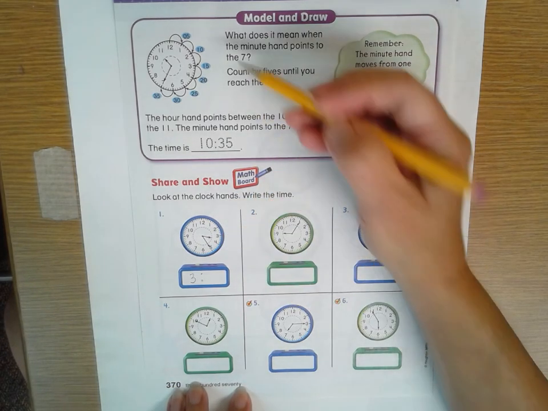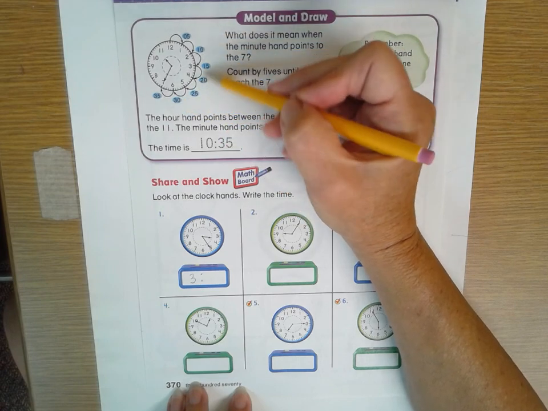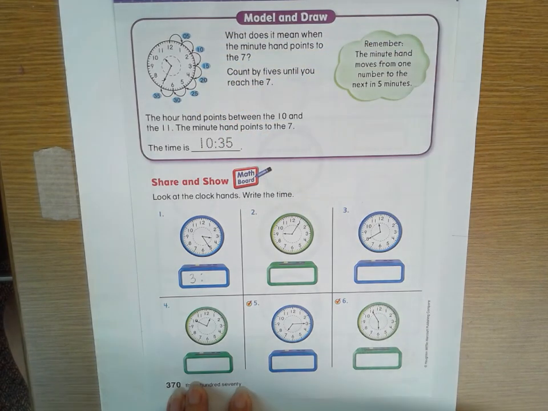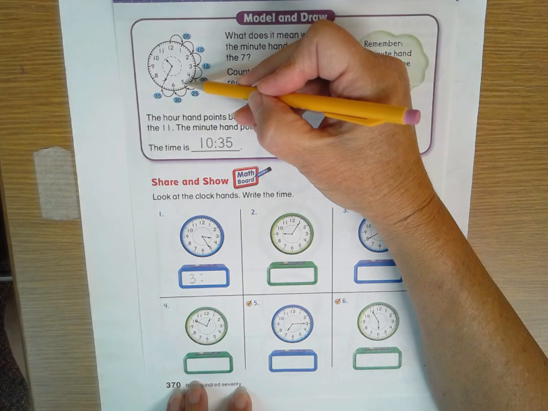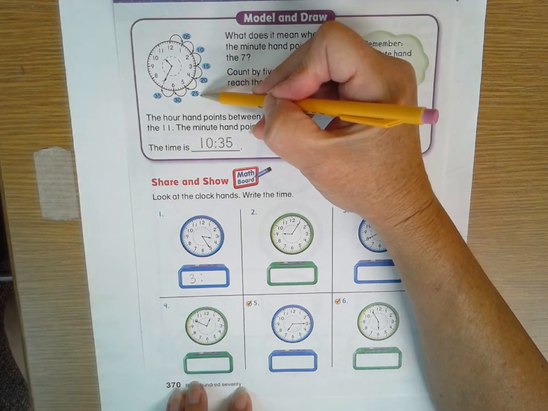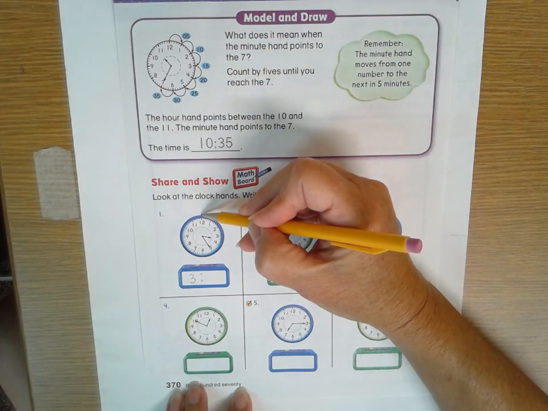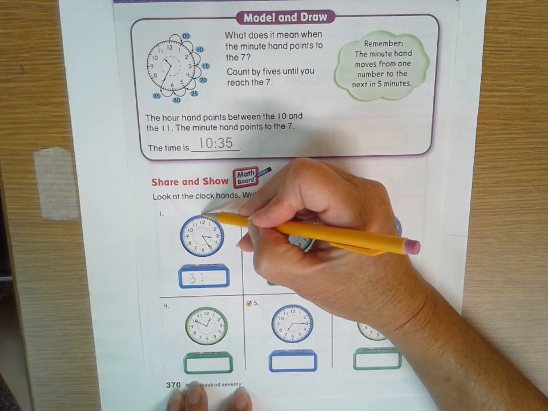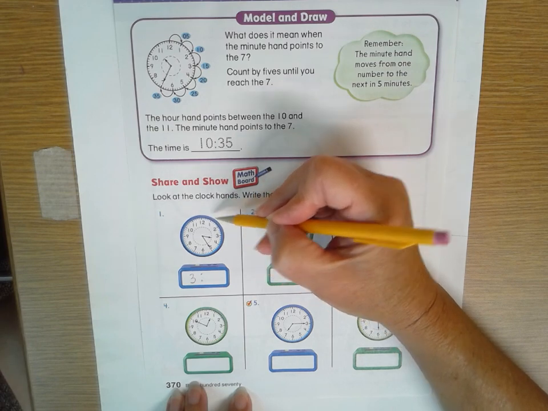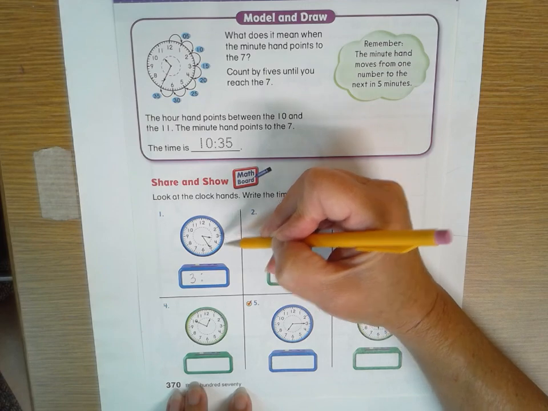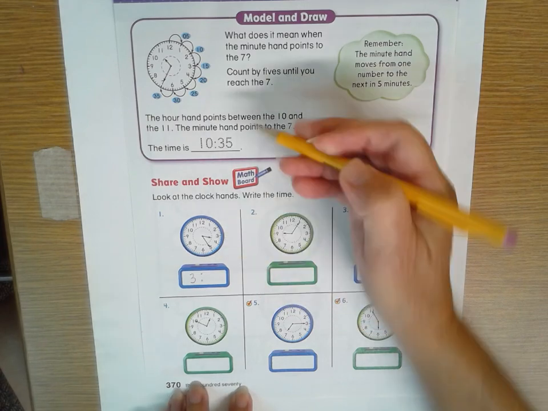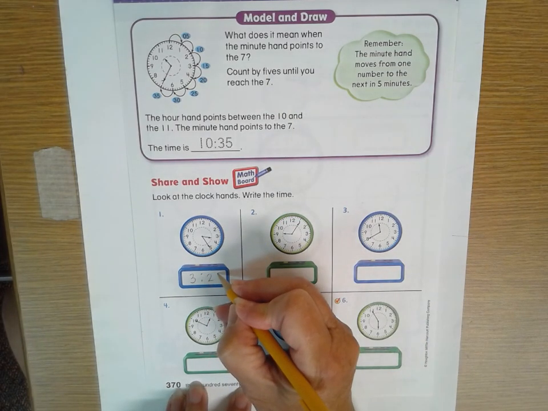Now I can use this up here as a guide to help me, or I can count. I can see that when it's pointing to the 5, it is 25 minutes. But I can start at the 12, which is 0, and start counting. 5, 10, 15, 20, 25. So the time is 3:25.